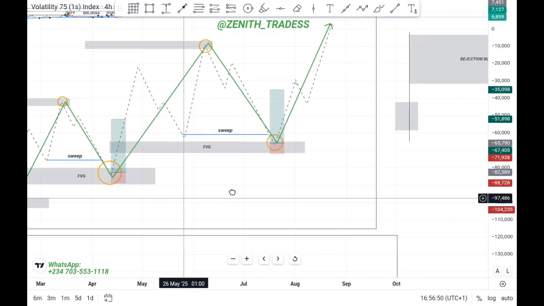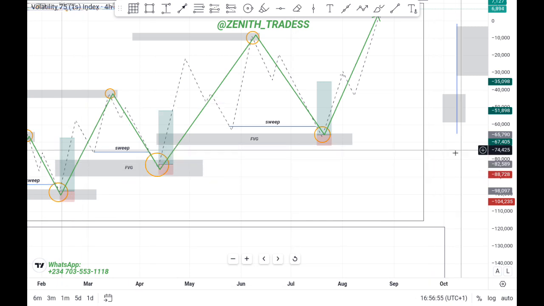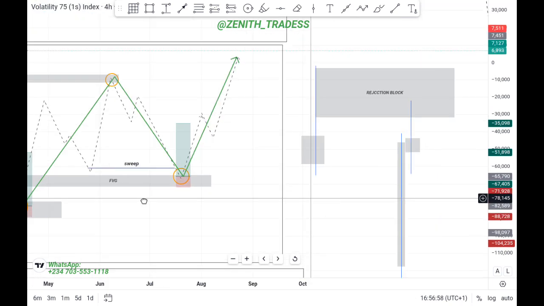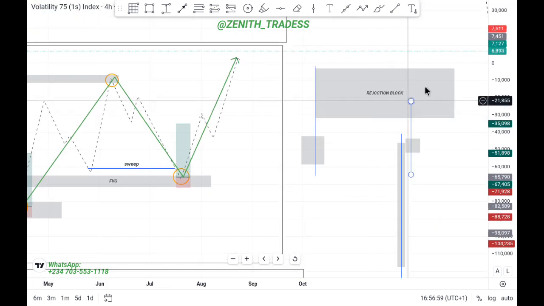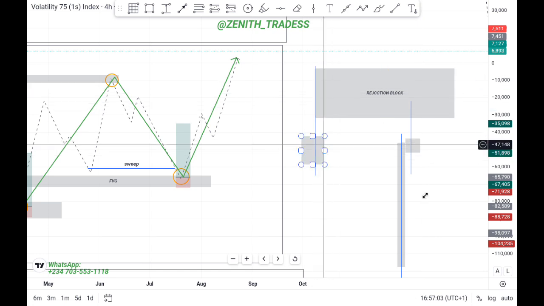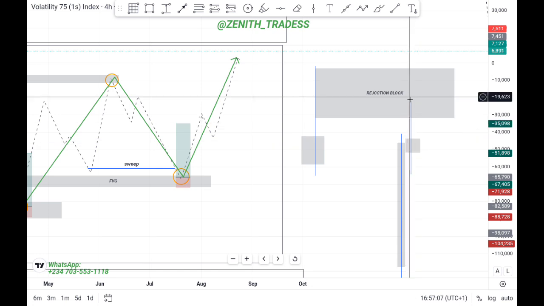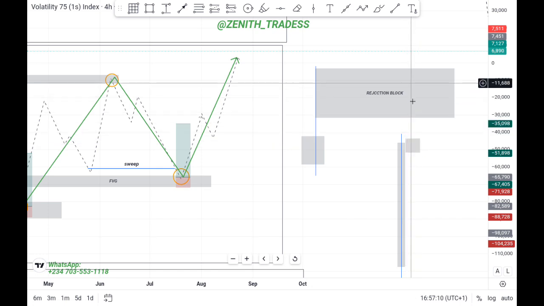So you see the continuation pattern continues. You are going to continue to see a 4H FVG. So for a CRT to be high probability, it means the turtle soup candle must come from a key level. You can see in this case, this is a rejection block. This is the range candle. This is the turtle soup candle. Look at the wick of the turtle soup candle. It comes from a rejection block.